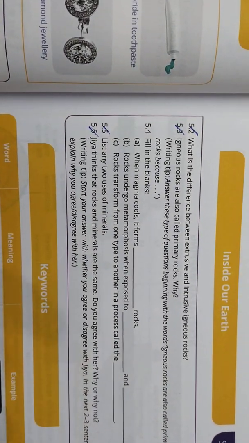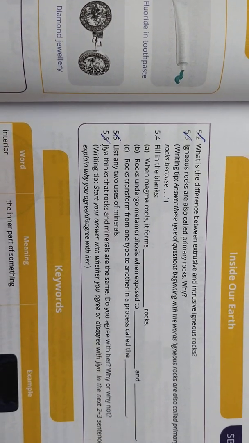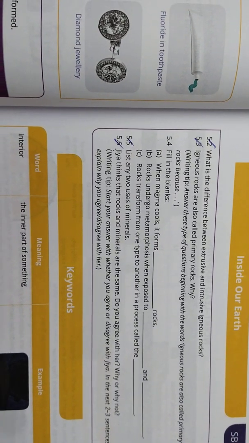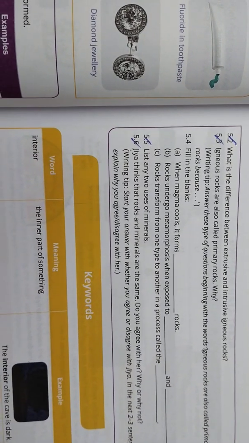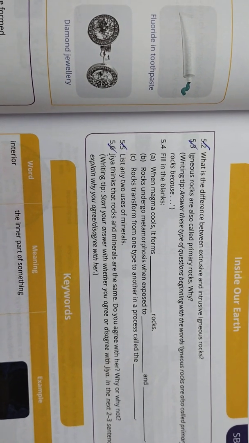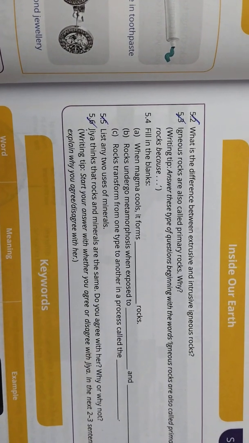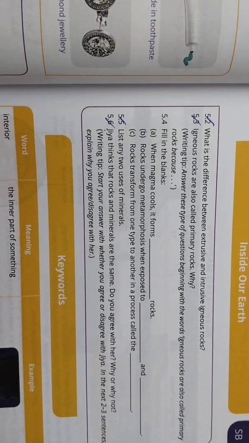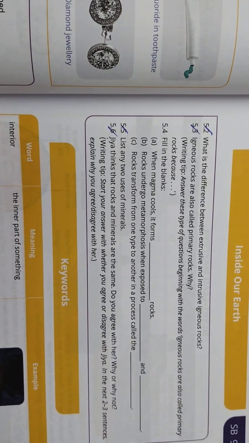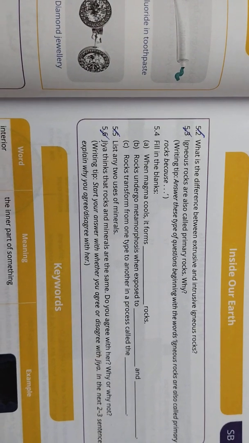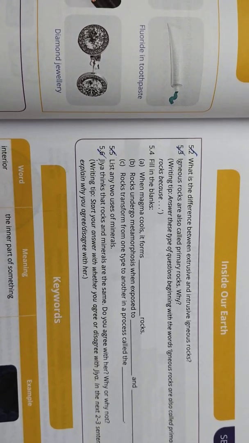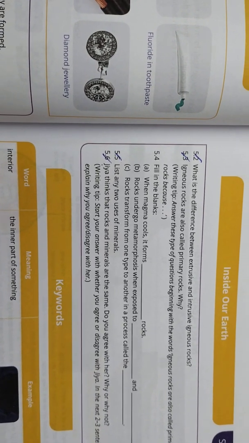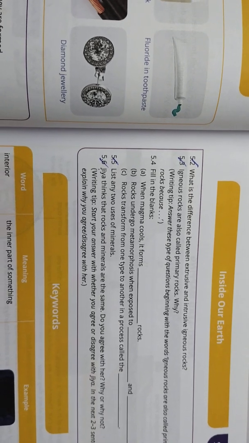So this is the table given for you, and here you can see what is the difference between extrusive and intrusive igneous rocks. In the previous class I took the difference between the extrusive and intrusive and how each is formed. From that you can write the difference. Then the next question: igneous rocks are also called primary rocks. Why? Because it is the starting stage, formed from the magma, so it is also called primary rock.